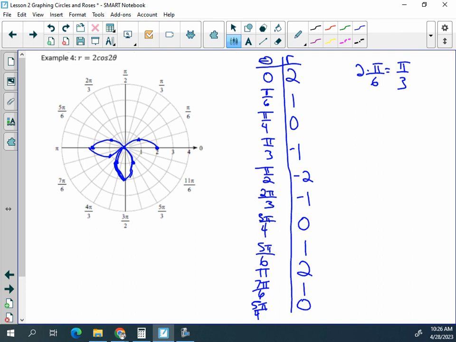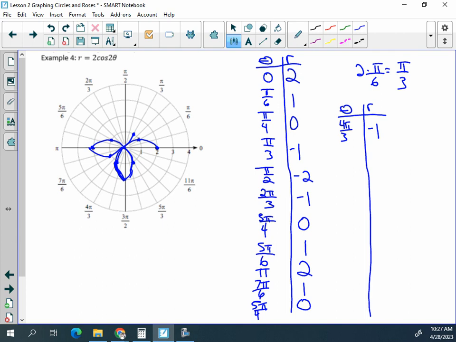All right, I'm going to continue my table. So now I'm at 4 pi over 3. If I multiply that by 2, that becomes 8 pi over 3, which would be in the second quadrant. So this is going to be a negative value. It'll be -1. So at 4 pi over 3, -1 puts us out here, or over here, I should say.